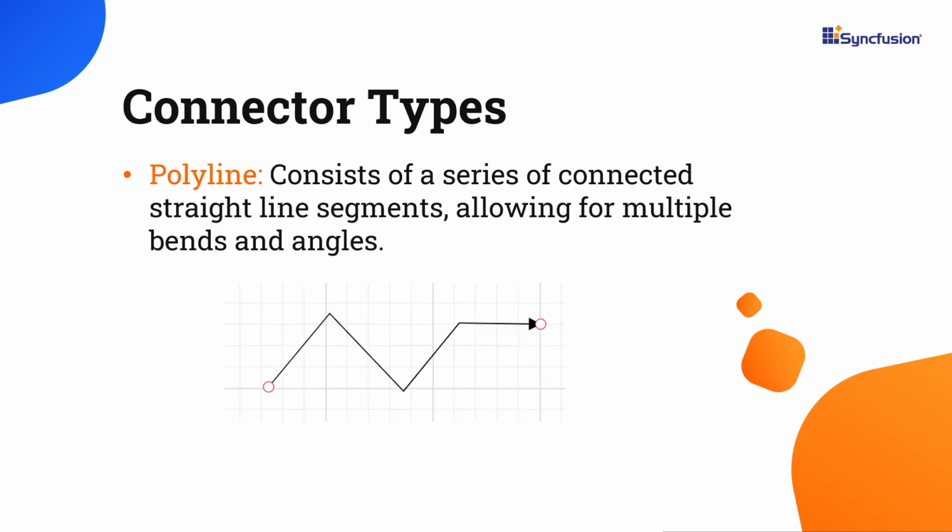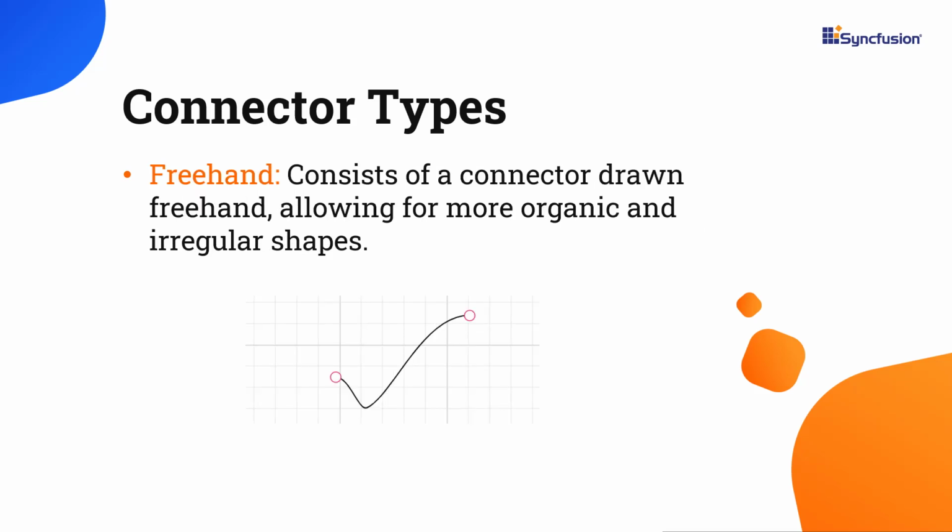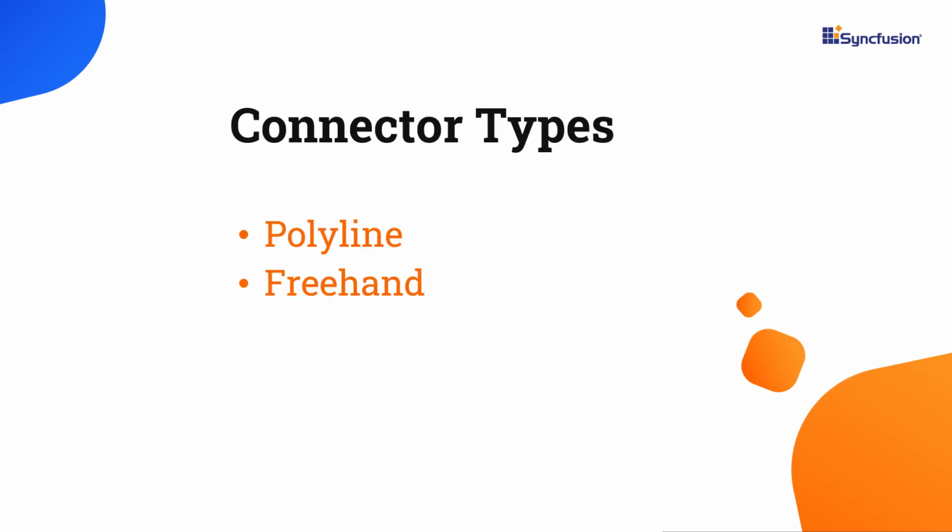A polyline connector is a series of connected straight line segments, allowing for multiple bends and angles, useful for illustrating pathways or routes with flexibility. A freehand connector is a connector drawn freehand, allowing for more organic and irregular shapes, often employed for casual or artistic diagrams where precision is less important. Both polyline and freehand types can be drawn only using the drawing tool and cannot be rendered programmatically.